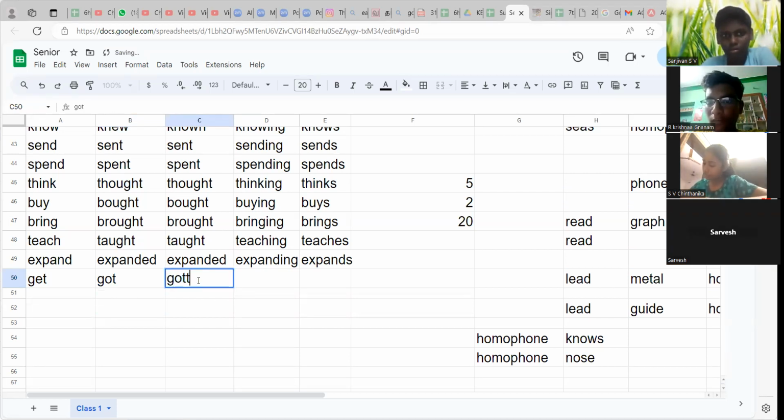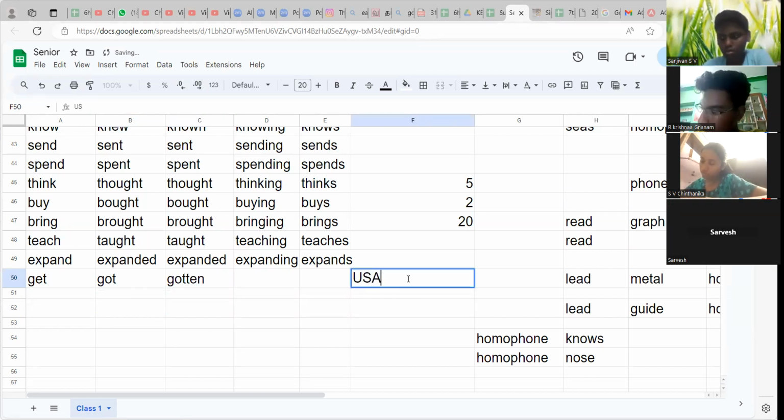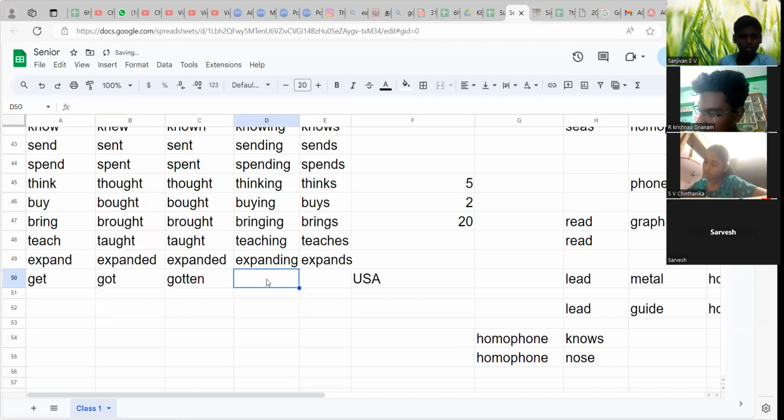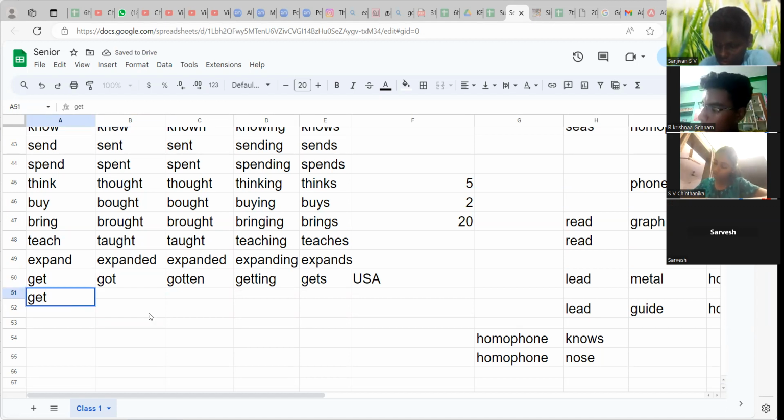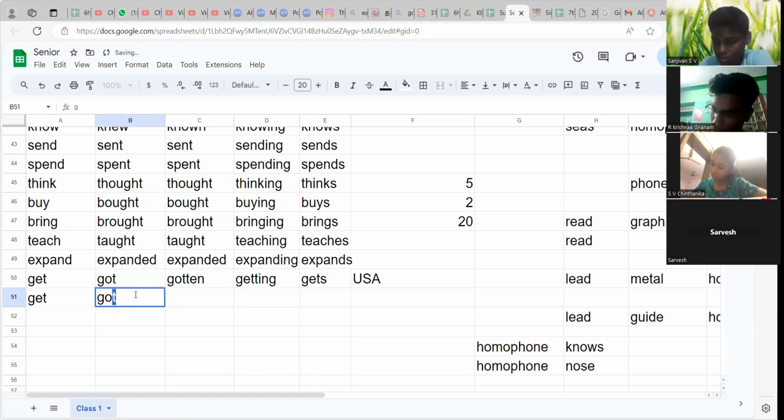American way: Americans say gotten. USA people say gotten. Get, got, gotten. Getting. Careful, note it down. Americans say it in a different way. You have to know that. So I write USA there. But British people go with it. Any idea what they are going to say here?